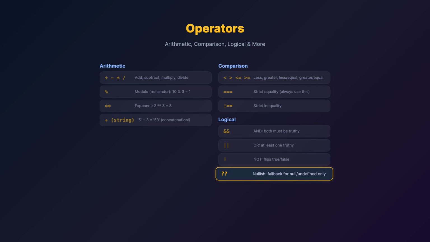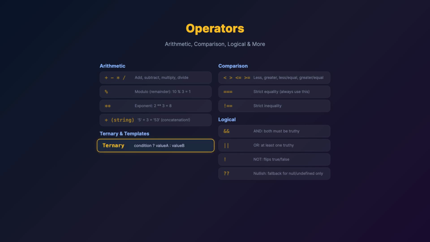Double question mark is the nullish coalescing operator. It returns the right side only when the left is null or undefined. value ?? fallback. If value is null or undefined, use fallback. Unlike OR, it doesn't trigger on 0 or empty string. That's the key difference.